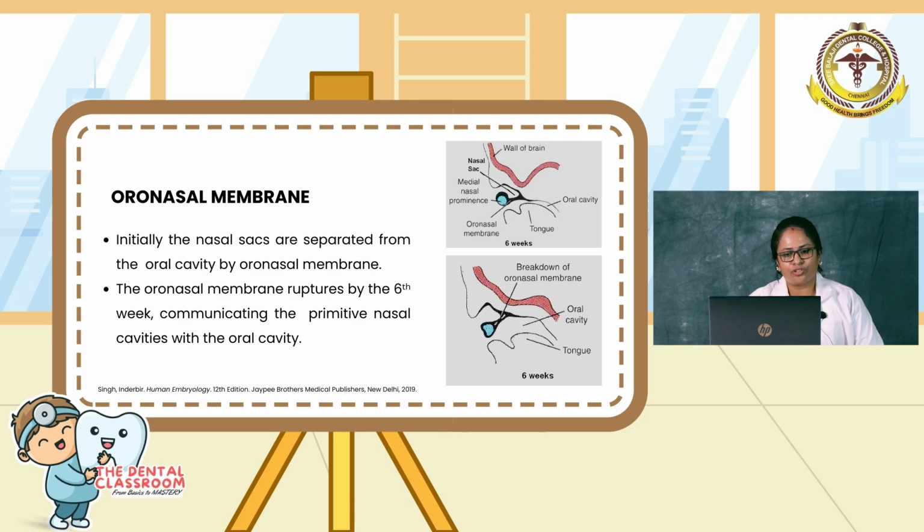In the early stage, the nasal sac and the oral cavity are divided by a thin wall called the oronasal membrane. By the end of the 6th week, this membrane breaks down. The rupture establishes a connection between the nasal cavity and the oral cavity, allowing a free passage. This communication is extremely important in forming the respiratory pathway.